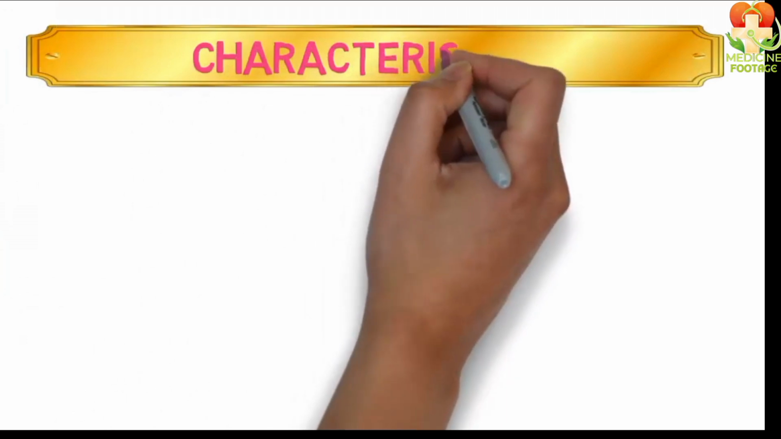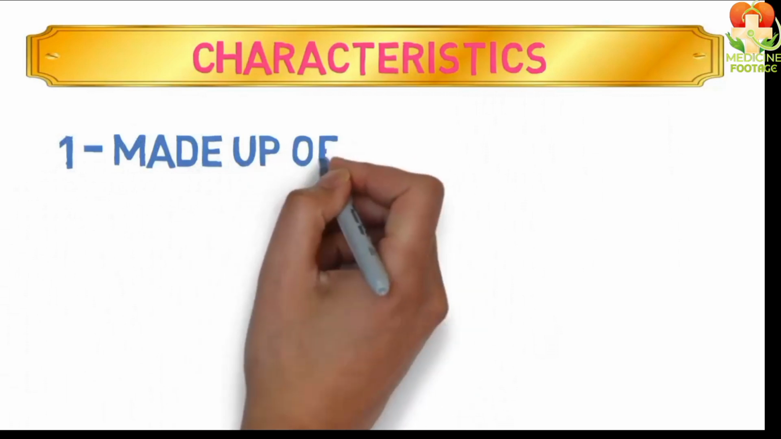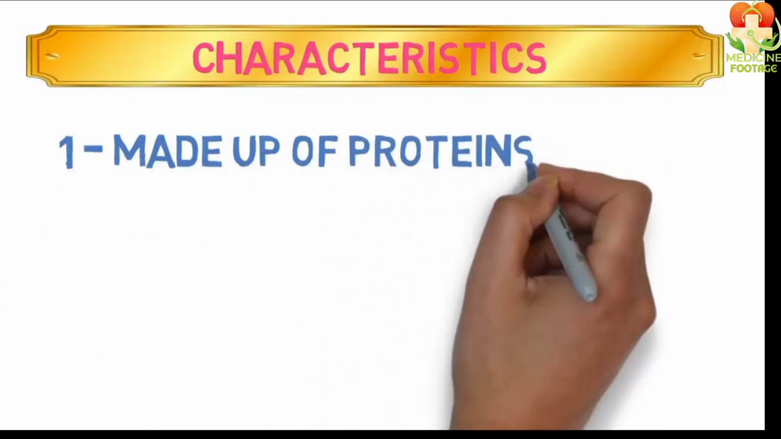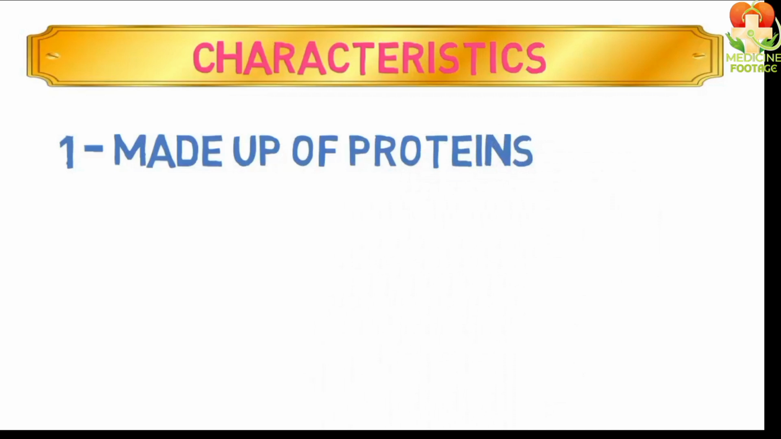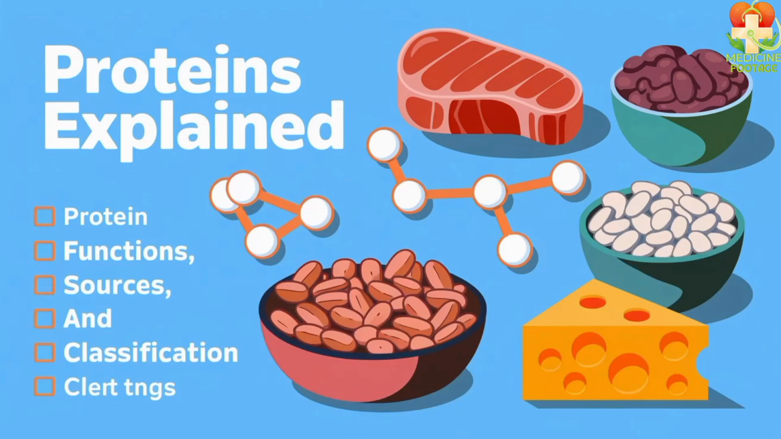Characteristics of enzymes. Now let's move on to the characteristics of enzymes. Number one, enzymes are proteins. The first characteristic is that enzymes are made up of proteins, which is why we say that their nature is proteinaceous. If you need more details about proteins, I have created a detailed lecture on proteins. You can watch this lecture by visiting my channel.